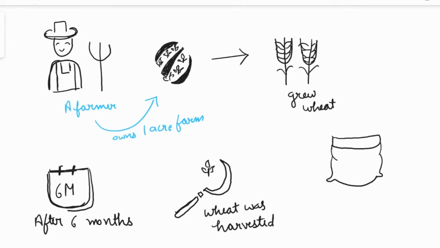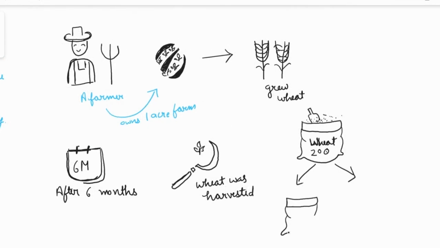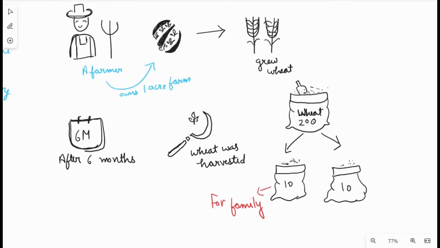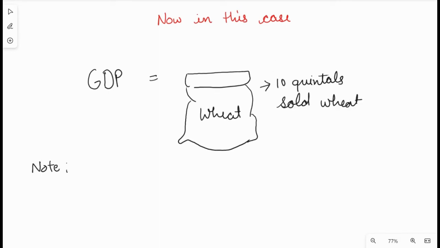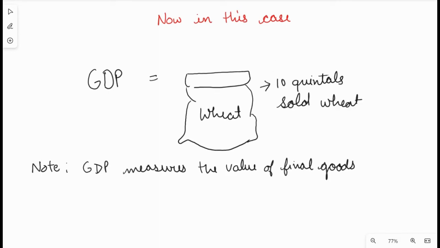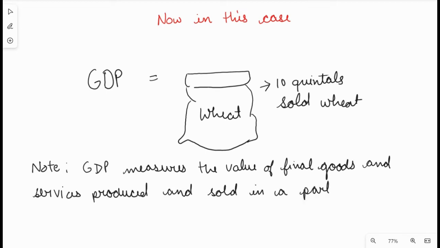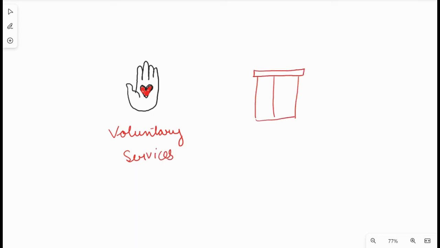Now tell me one thing, which bag of wheat will be counted in the GDP? The total wheat produced or the total wheat sold? Now in this case the GDP will be the value of those 10 quintals which were sold to people. Now there is an important thing to note. The GDP measures the value of final goods and services produced and sold in a particular time period. It is important to know that services for goodwill, or which are voluntary, and free goods are not part of GDP, because nothing is sold in such cases.